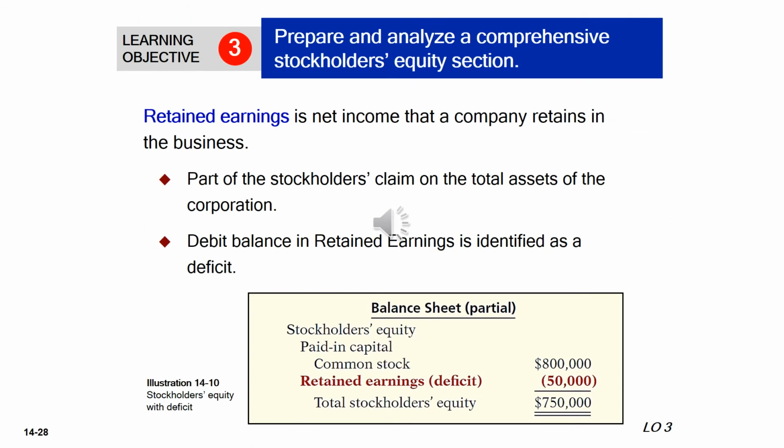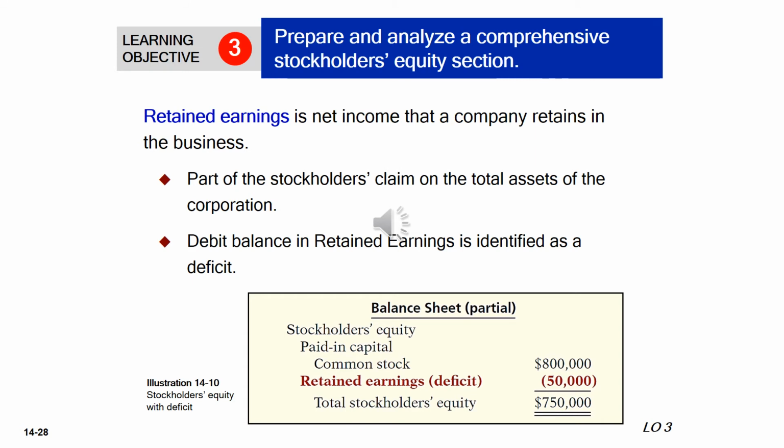Moving on to the third learning objective for today's lecture, we're going to look at how to prepare and analyze a comprehensive stockholders' equity section. We've done this in the previous chapter. However, now we're going to see how we can add retained earnings to this section. We've mentioned already that retained earnings are basically net income that a company retains in the business. This is mainly generated by the company's revenue generating activity.